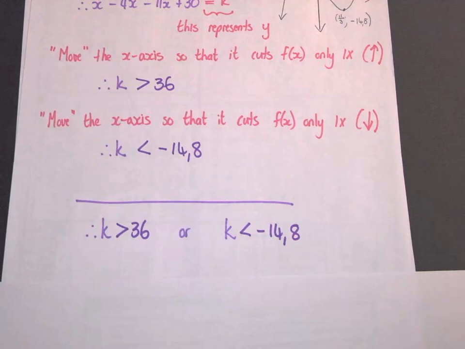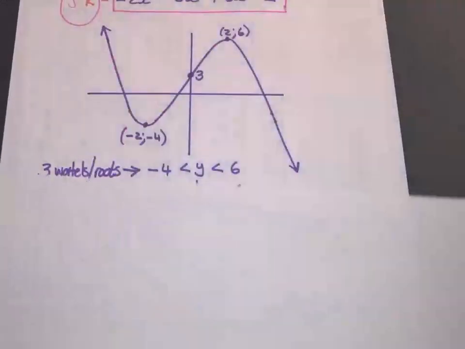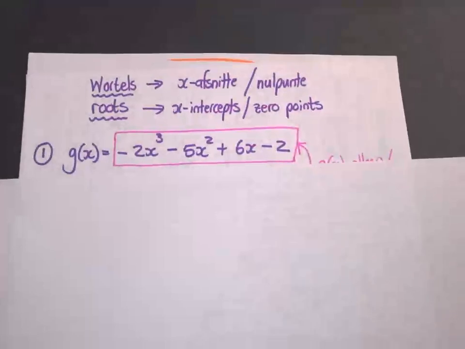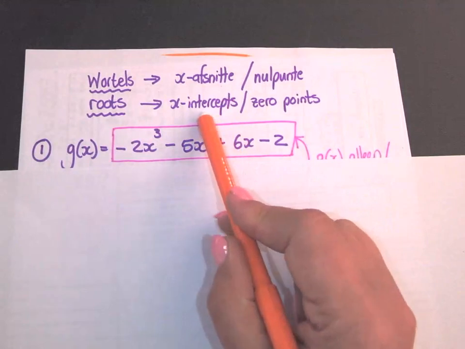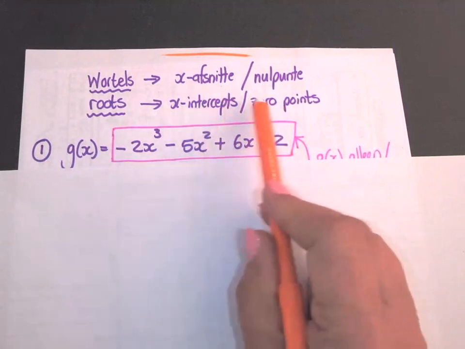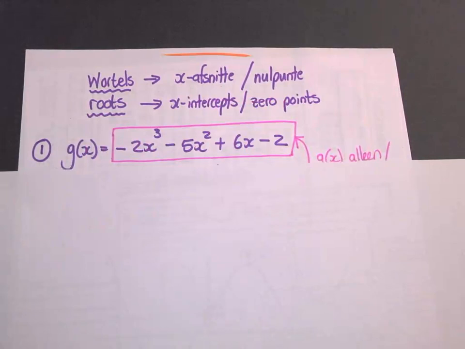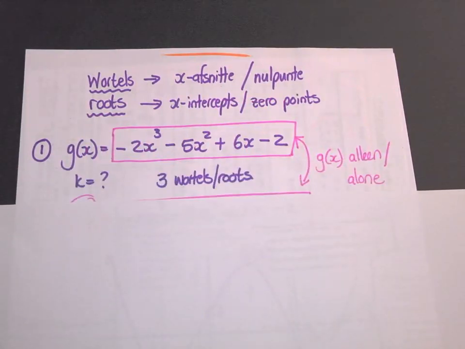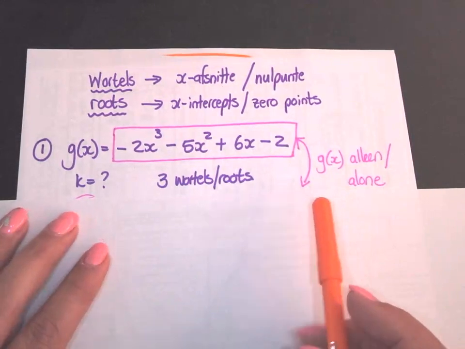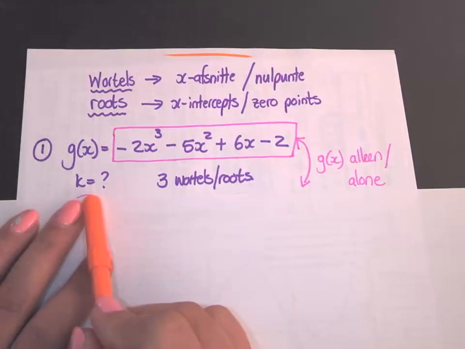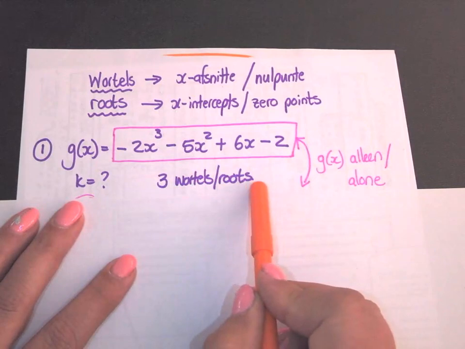Now I'm going to do a few different questions on the same topic. So let's do this example. Remember, when they ask about roots, it is your x-intercepts or your 0 points. Other two words for roots. Now I give you g(x), another cubic function, and I ask for which values of k can I get 3 roots.